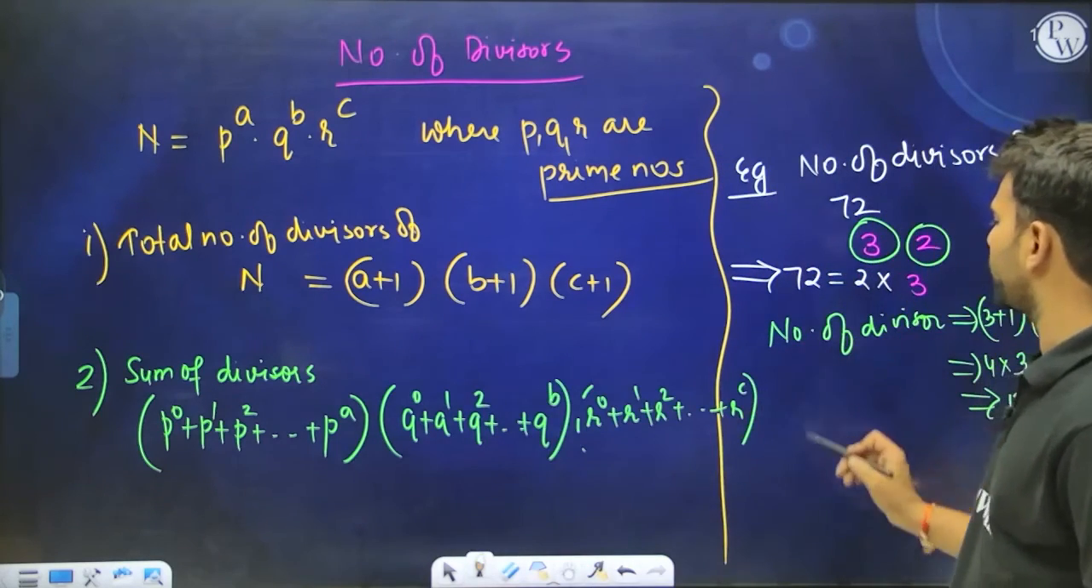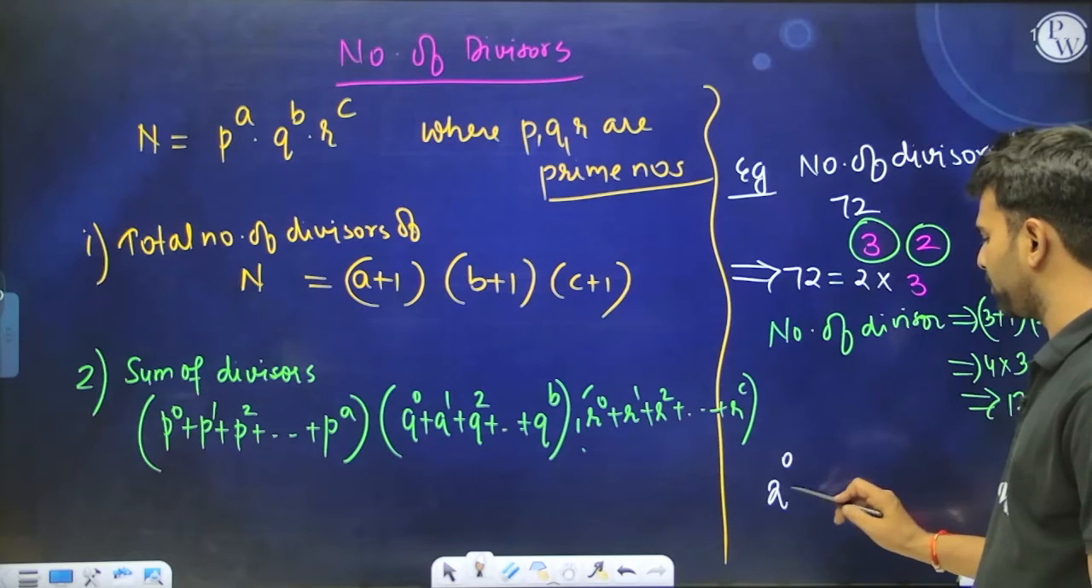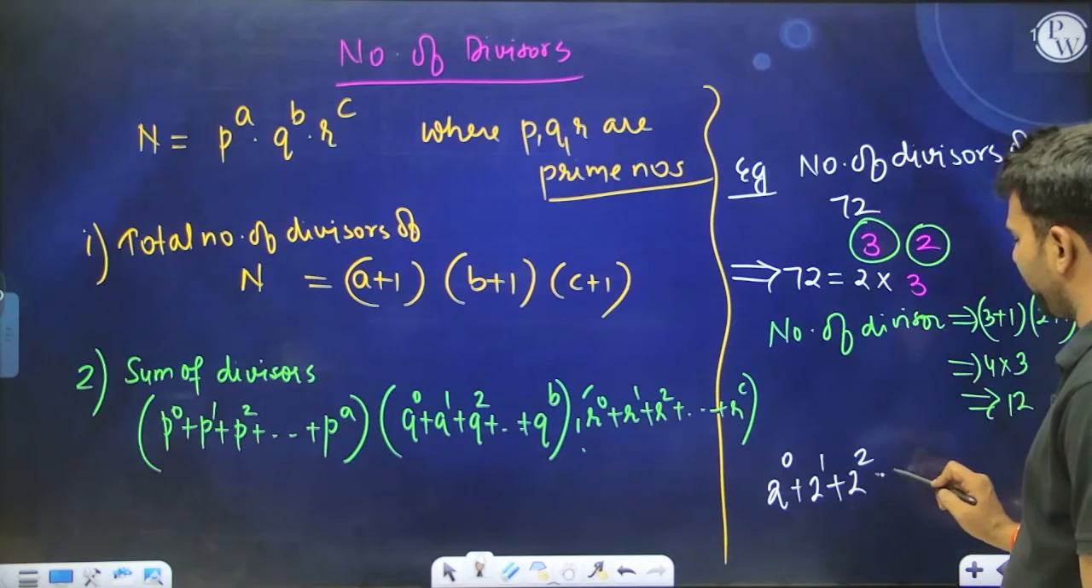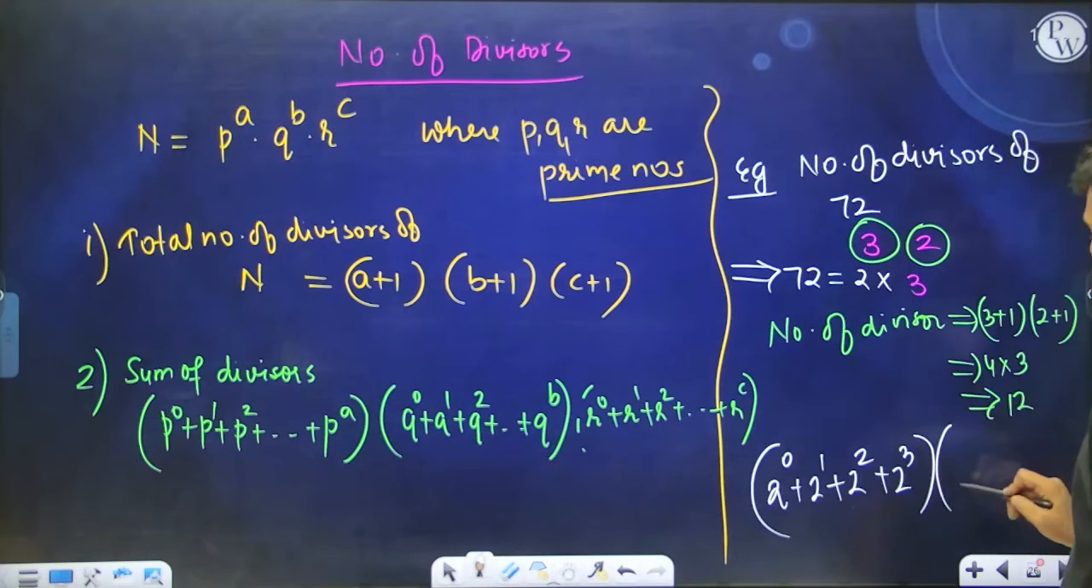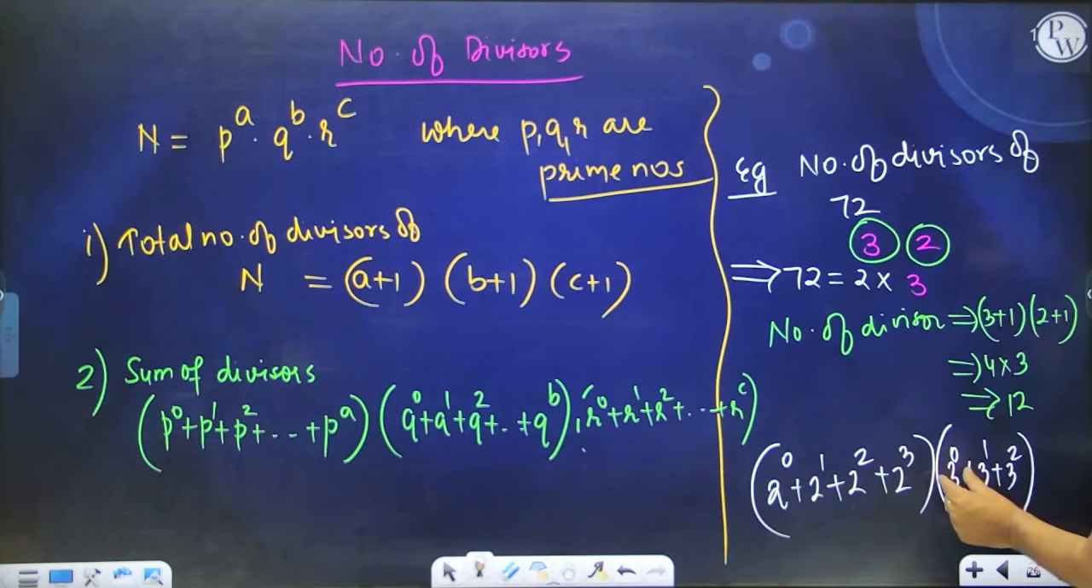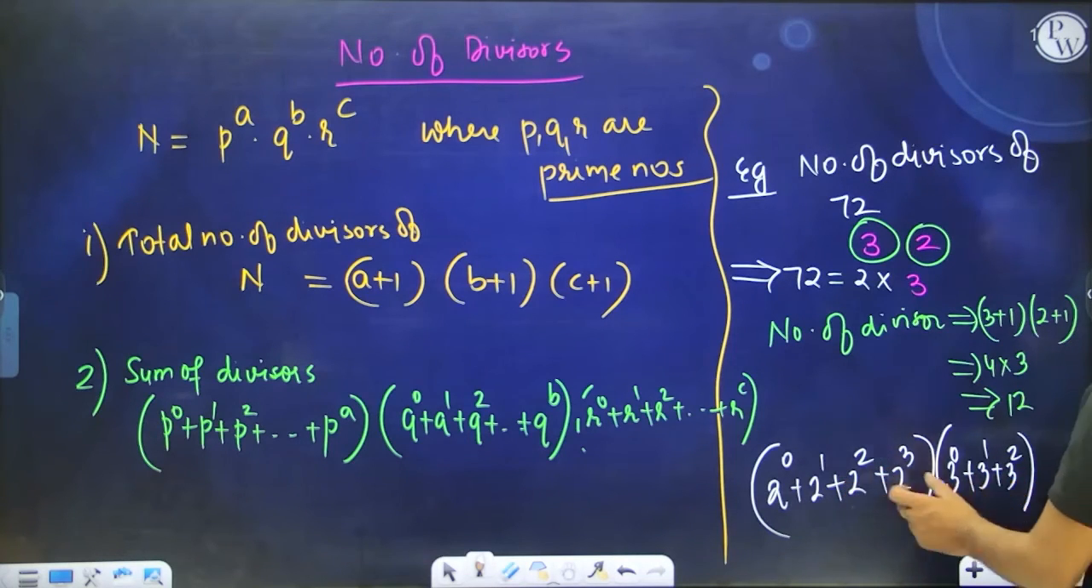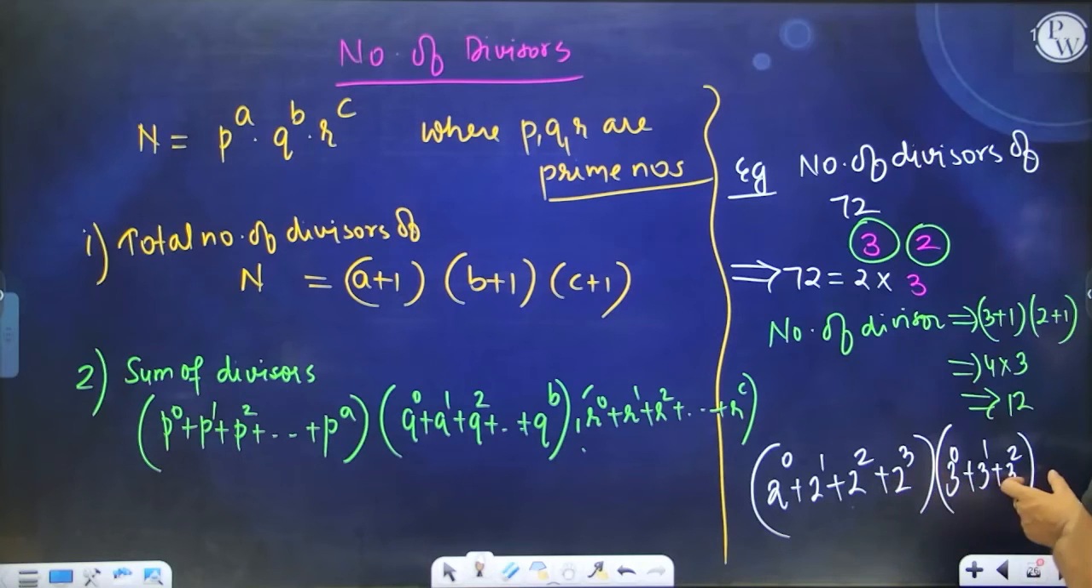Over here, let's say I am asking you the sum of the divisors, then what are you going to do? 2 to the power 0 plus 2 to the power 1 plus 2 to the power 2 plus 2 to the power 3, times 3 to the power 0 plus 3 to the power 1 plus 3 to the power 2. If you multiply this and this, look, one of the factors is 2 to the power 0 with 3 to the power 1, another factor 2 to the power 0 with 3 to the power 2, another factor 2 to the power 1 with this, another factor 2 to the power 1 with 3 to the power 1, another factor 2 to the power 1 with 3 to the power 2, another factor 2 to the power 2 with 3 to the power 0, another factor 2 to the power 2 with 3 to the power 1, another factor 2 to the power 2 with 3 to the power 2, another factor 2 to the power 3 with 3 to the power 0, another factor 2 to the power 3 with 3 to the power 1, another factor 2 to the power 3 with 3 to the power 2, another factor.